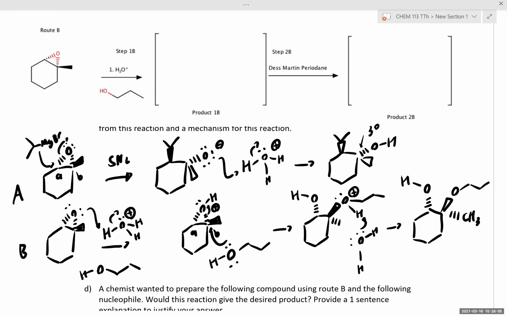Does that make sense to everyone? You can, by definition, only oxidize an alcohol with Dess-Martin periodinane if it's primary or secondary. If you don't have a hydride equivalent, nothing will happen.